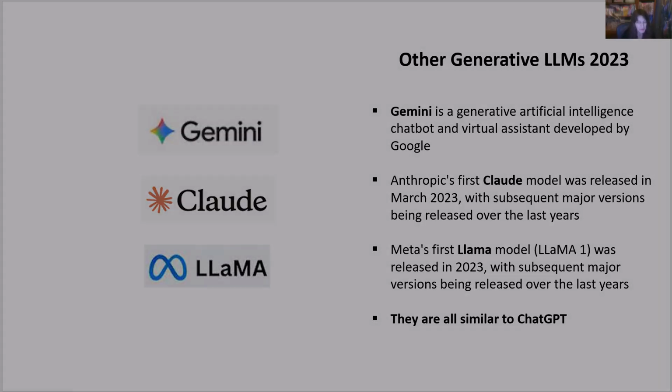In response to ChatGPT, other generative LLMs have been released. Some of the most popular are Google's Gemini, Anthropic's Claude, and Meta's Llama.